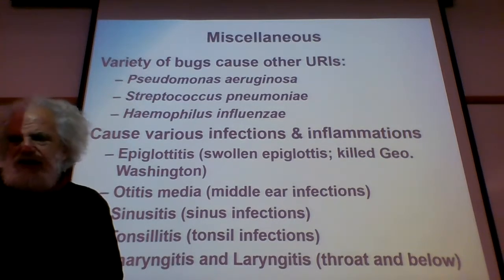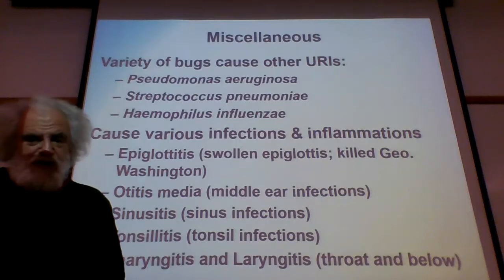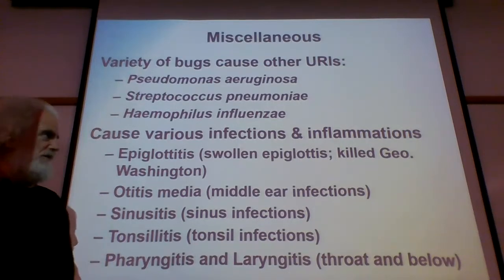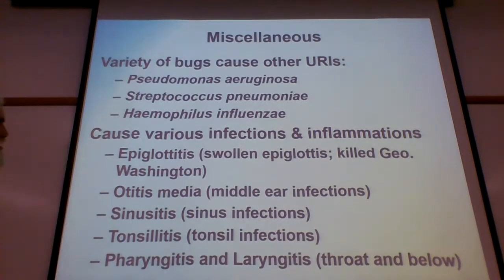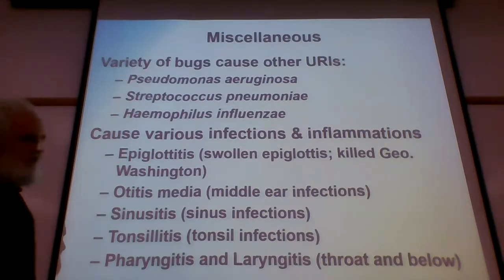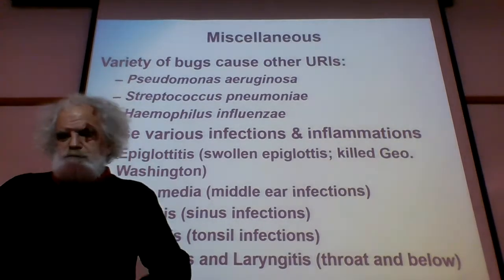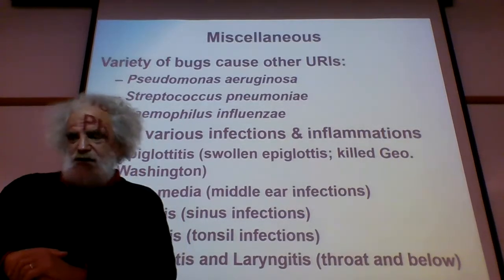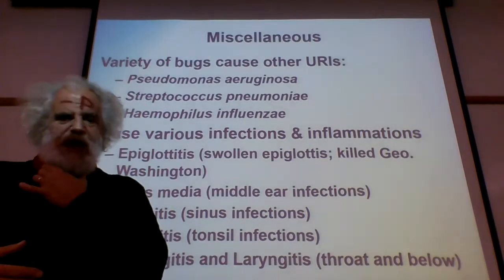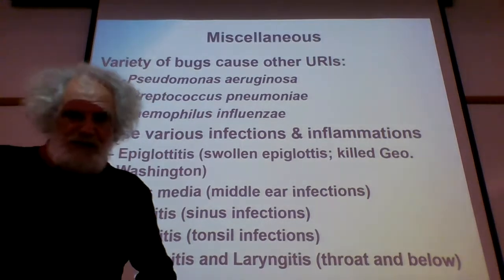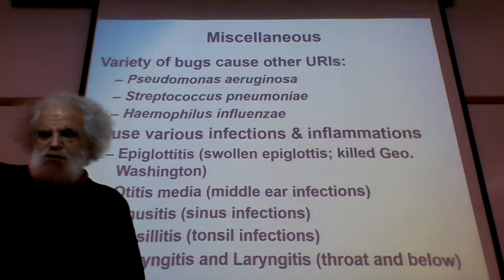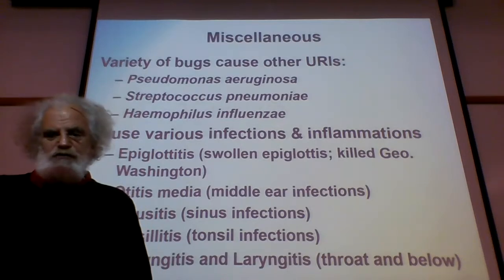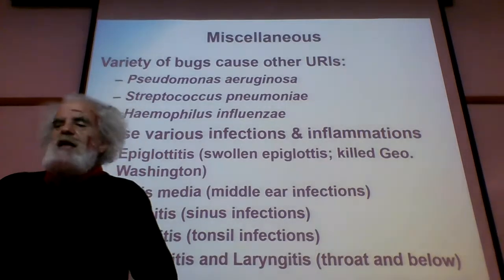There are some pseudomonads. There's another Streptococcus pneumoniae. This is a strep that is causing pneumonia. Haemophilus influenzae, as we mentioned here. Let's see. We got a variety of different kinds of symptoms and organs that can be affected by these different bacteria. The epiglottis, that's the little flap in the back of your throat, can become very swollen. Apparently it killed George Washington. I wasn't aware of that, but there you go.